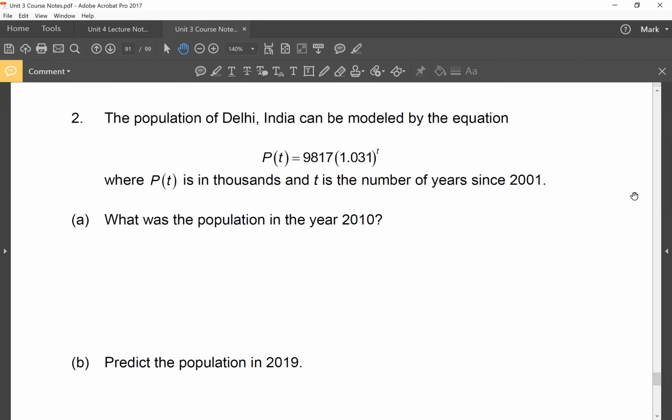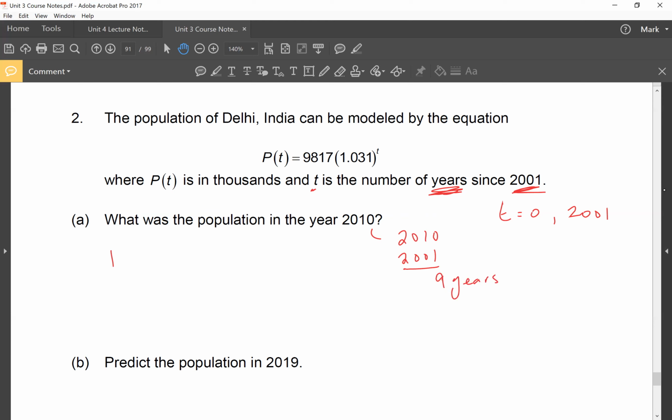Okay, number 2. The population of Delhi, India can be modeled by the equation below. P(t) is the population in thousands, and t is years since 2001. What that means is when t is 0, it's 2001. What was the population in the year 2010? Okay, so 2010 from 2001 is 9 years.